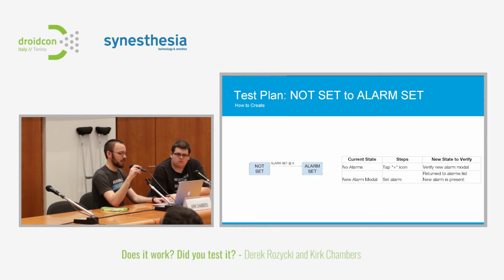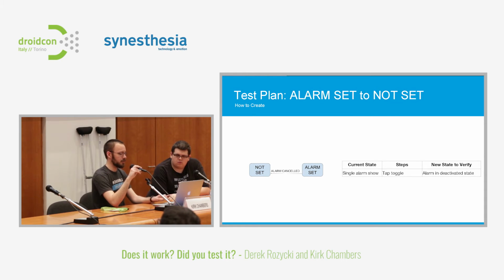I can really just take that and say I've got a current state, I've got steps to perform, and I've got a new state to verify. And from there, I really just plug in my initial state, the process, and then the new state. And I can do that really for any two of these line diagrams. I can go set an alarm, I can go backwards and cancel an alarm, and now I have two test cases.